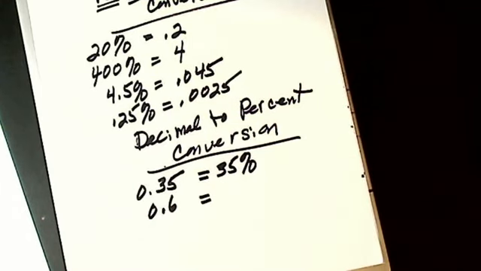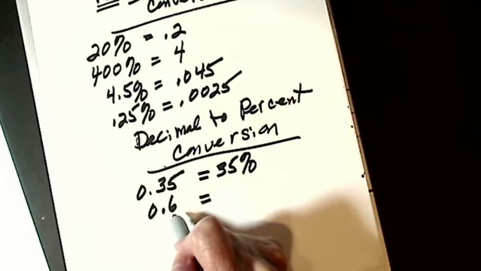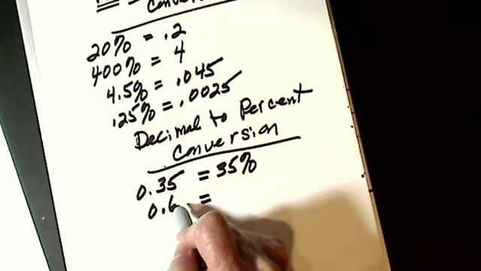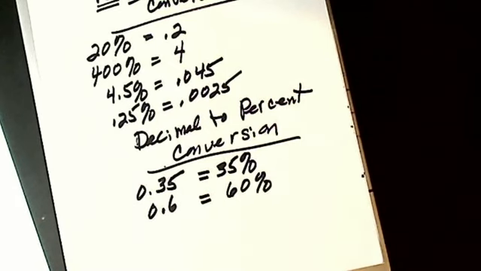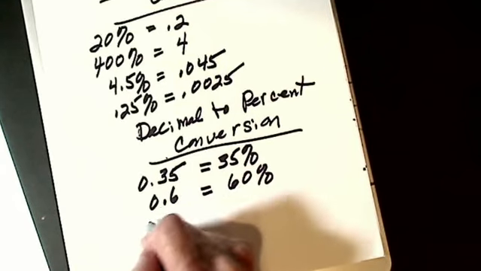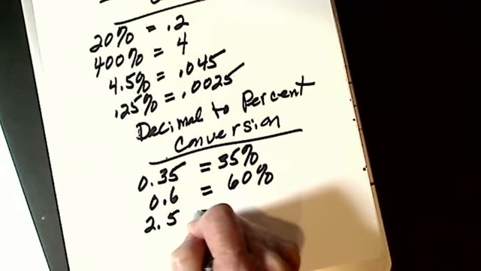Let's say I have 0.6. I have to change it to a percent. I don't have a percent sign, so I don't divide. Then I got to do the opposite, which is multiply. Multiply by 100. I move this 1, 2. I got to move it 2. So it's 60%.